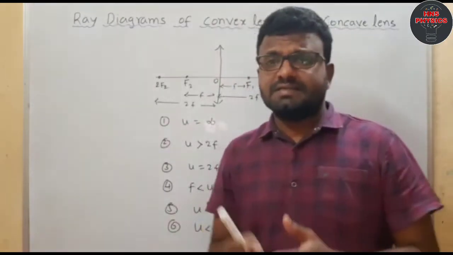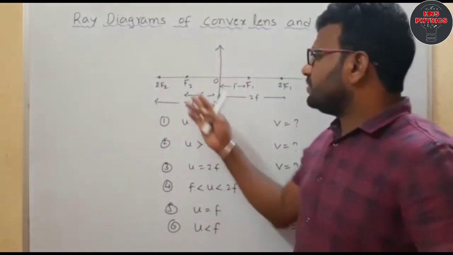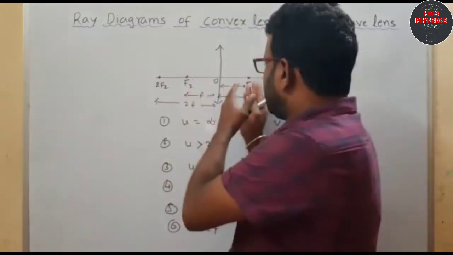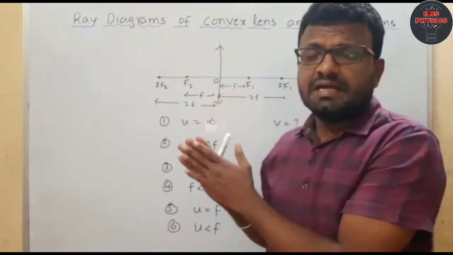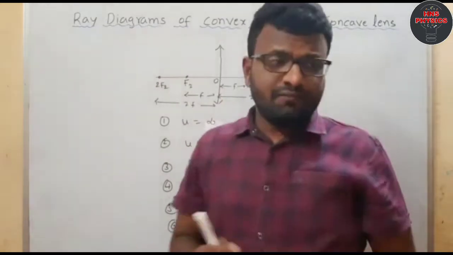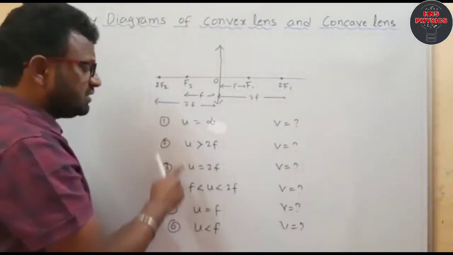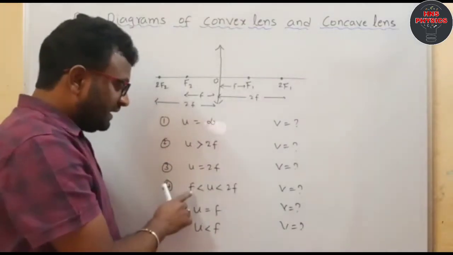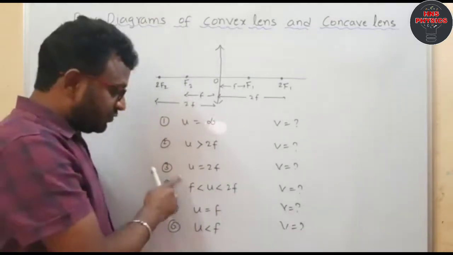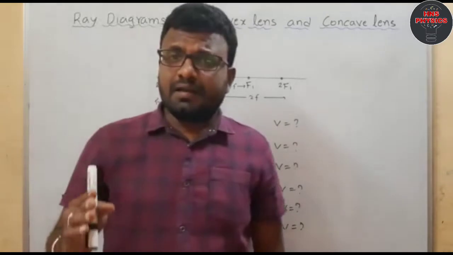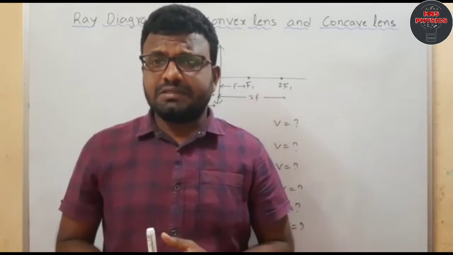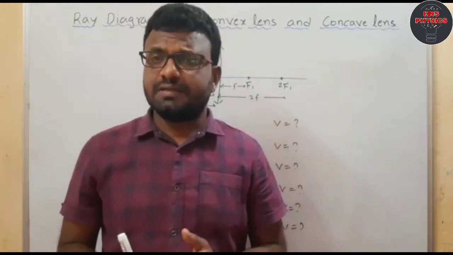Students may get confused, because we know that they prepare like this: when the object is placed at infinity, the image is formed at the focus on the other side of the lens, and when the object is placed behind 2F2, like this they will prepare. So if questions come like this, that means u greater than 2f, u equal to f, especially at the fourth one, there is a chance of confusion. Compulsorily, based on ray diagrams of convex lens, any two ray diagrams, either concave lens or convex lens, will be asked in the exam.